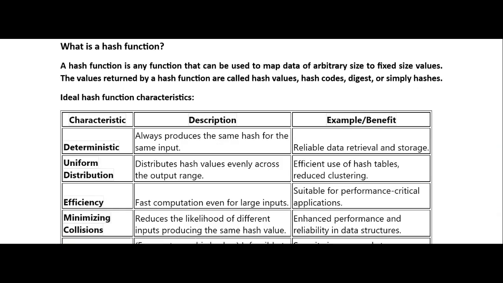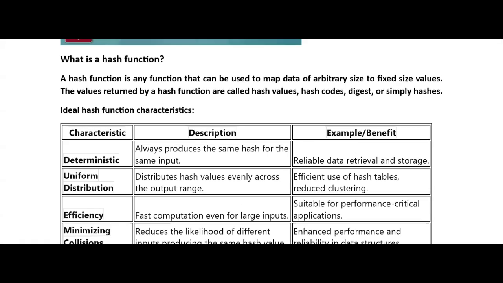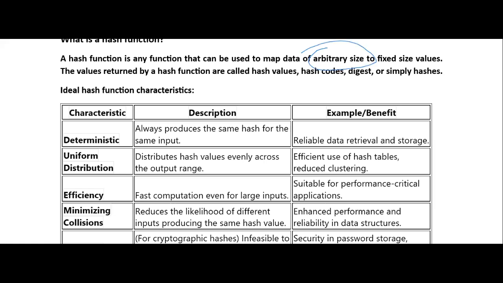So what's a hash function? A hash function is any function that can be used to map data of arbitrary size to a fixed size value. This is very important to understand. Variable length keys could vary from minus infinite to plus infinite, but we don't have minus infinite to plus infinite indexes in an array, right? Indexes in an array are limited. So we just need to map these arbitrary sizes of keys into these particular indexes.